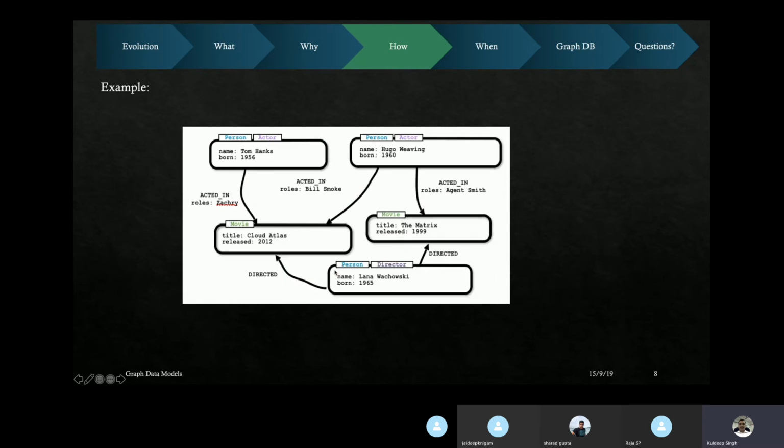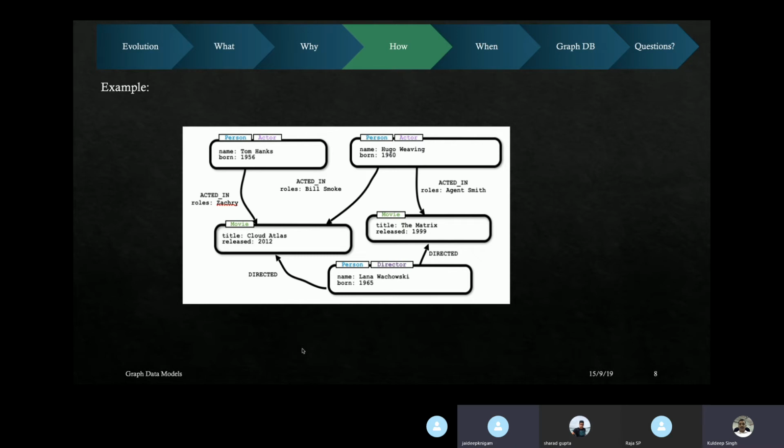And in the second step, I start to mark it with the attributes and the labels. So Tom Hanks is a person and an actor. Hugo Weaving is also a person and an actor. Matrix is a movie. Cloud Atlas is a movie. She is a person and a director. And these are the relationships between them with specific roles. So this is now a graph data model, and this can, as it is, be stored at a physical level and can be queried depending upon the directed graphs.